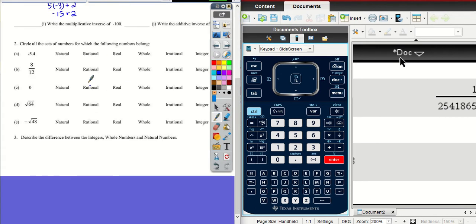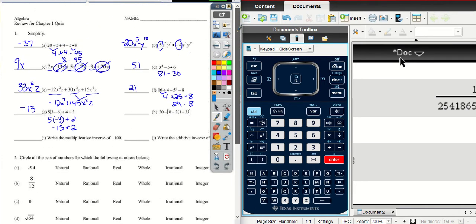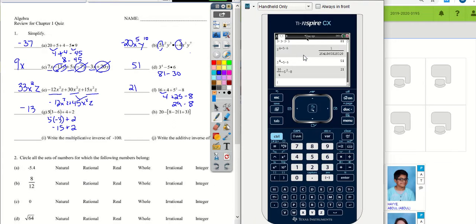And then for the second one, let's do, okay.